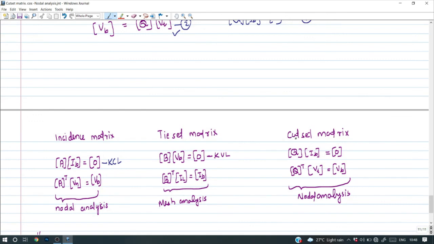And finally, we developed the cut-set matrix. The relation which we got is the KCL equation at cut-set: Q into IB is 0. Q matrix into branch current matrix gives a null matrix. And finally, we derived the relationship between peak voltage and branch voltage like this: Q transpose into peak voltage matrix gives branch voltage matrix. It is also used for nodal analysis.